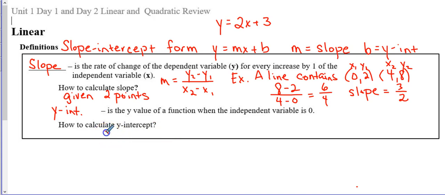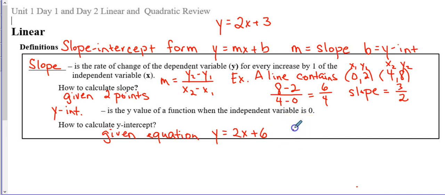Let's say you are given an equation, and let's use y equals 2x, let's do plus 6 this time. Y equals 2x plus 6, and you're told find the y-intercept.